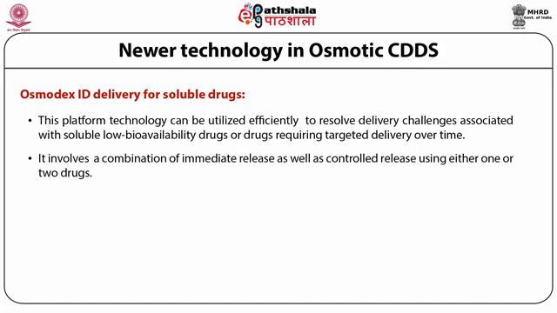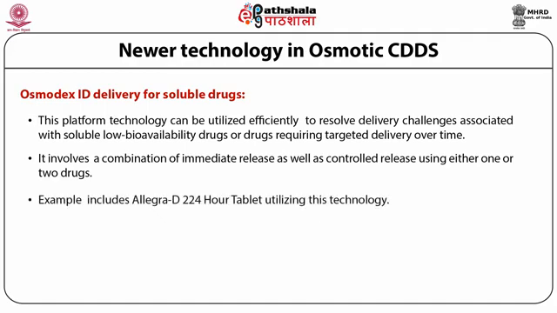Another one is that it is composed of an immediate release component or immediate release system and then a controlled release part. An example of this is Allegra D24 tablet, from Allergan, a company that is manufacturing this particular technology. The fourth example is Osmodex double CR combination. As the name itself indicates, it is a double controlled release combination.